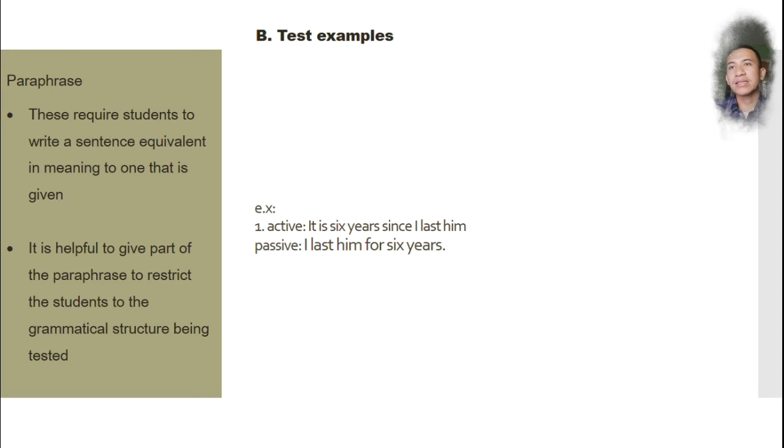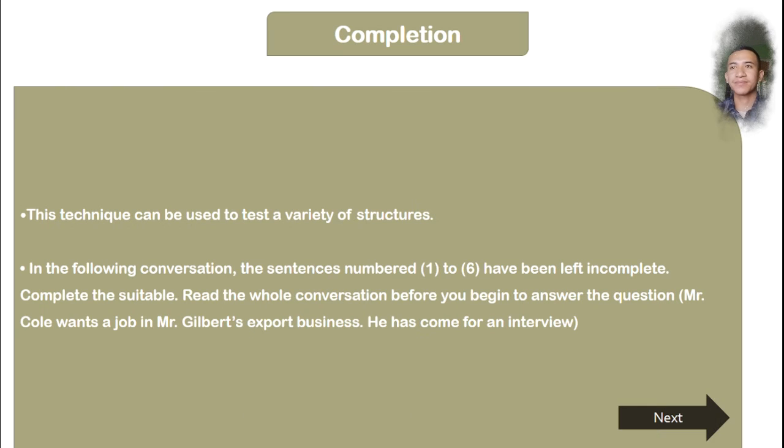Active sentence: it is 6 years since I last saw him. So it is talking about someone who met his friend or his girlfriend maybe 6 years ago. So we change to a passive sentence: he has not been seen by me for 6 years.